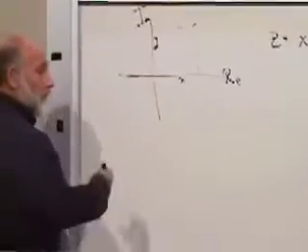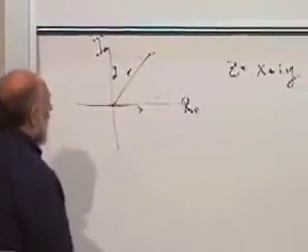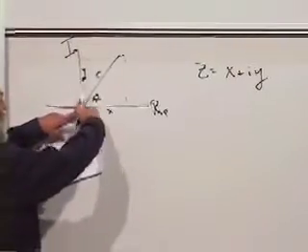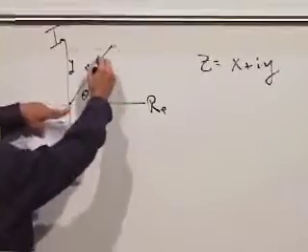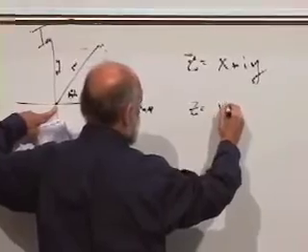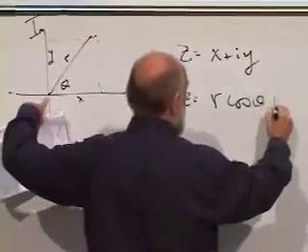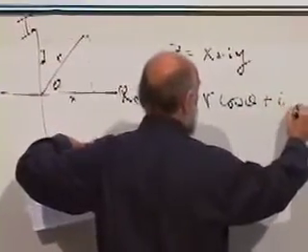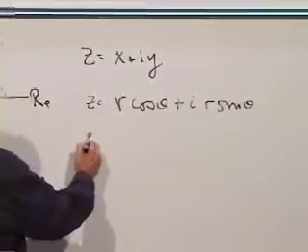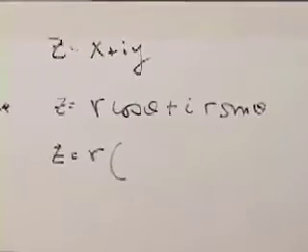Okay. We could also represent it another way. We can represent it in terms of a distance, which we can call r, and an angle that we can call theta. Now, from elementary trigonometry, x is r times the cosine of theta, and y is r times sine theta. So we can factor the r out and write that z is equal to r times (cosine theta plus i sine theta).